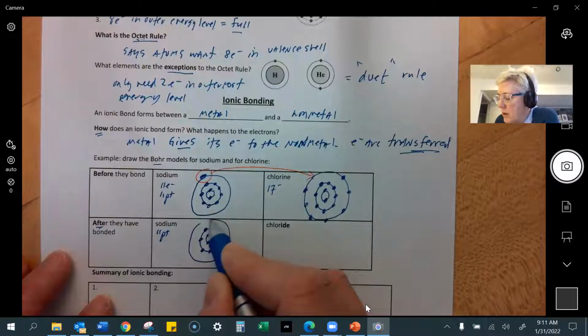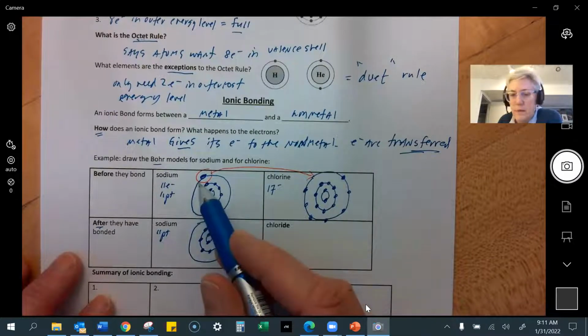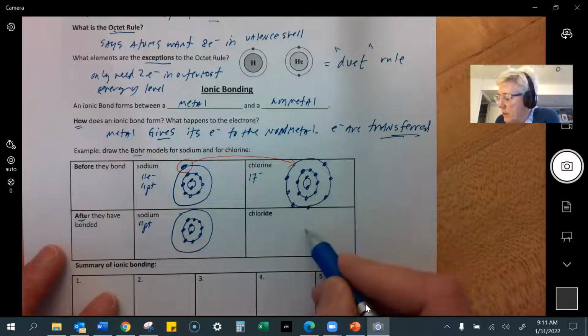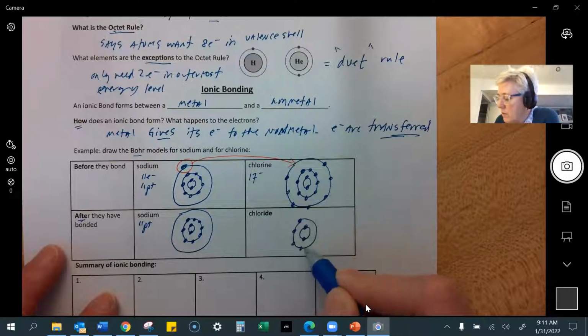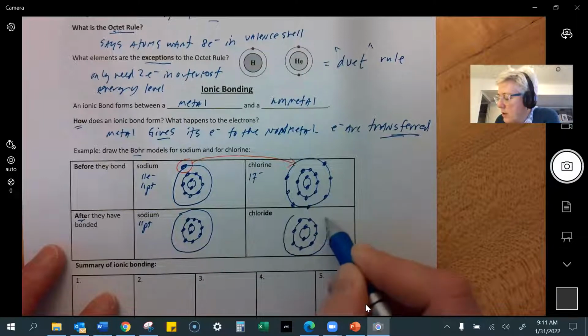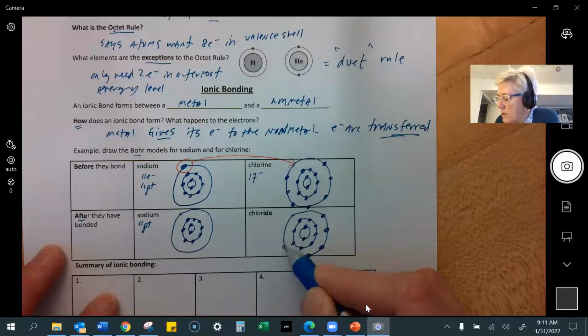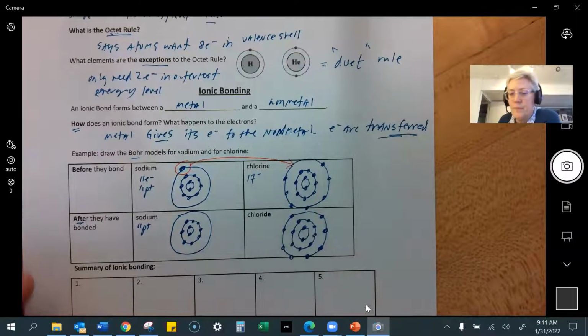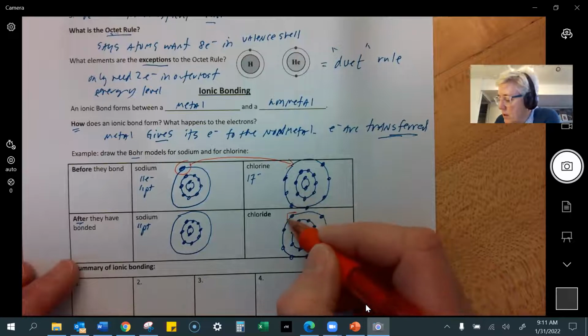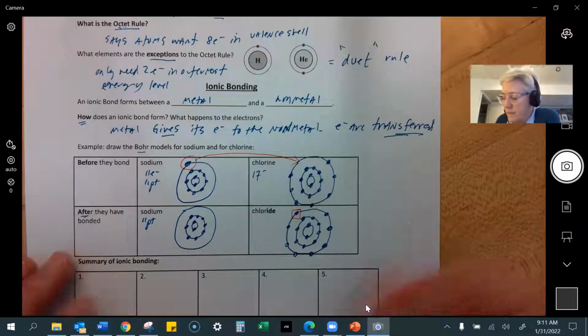Now its third energy level is empty because it's given that electron to chlorine. Here's chlorine. Here's its first energy level, has 2. Now its third energy level had 7, but now it's got one extra one. All right, this one of these came from sodium.